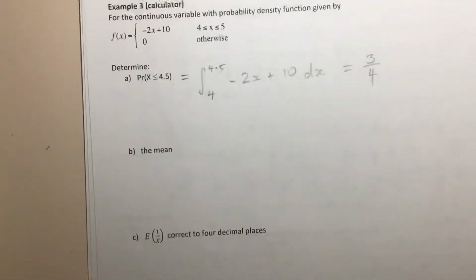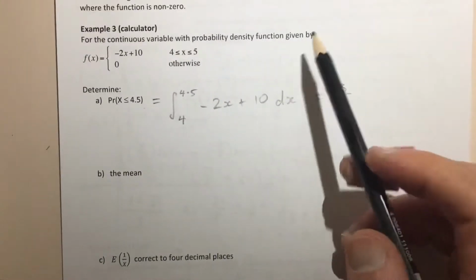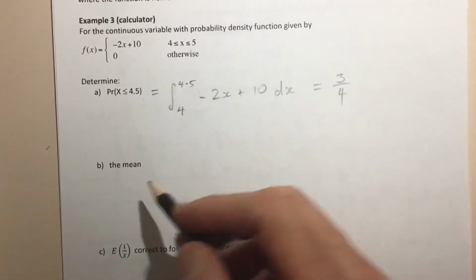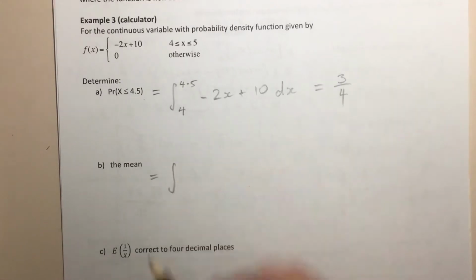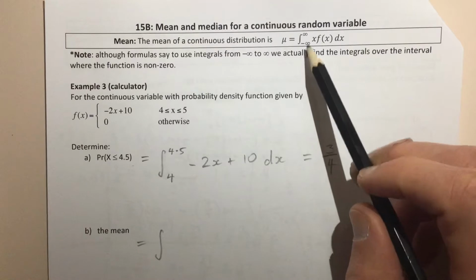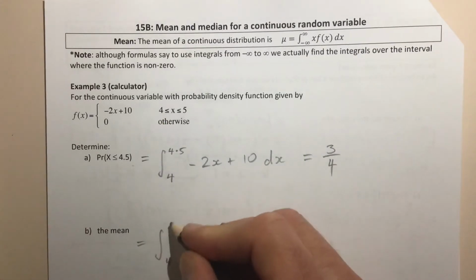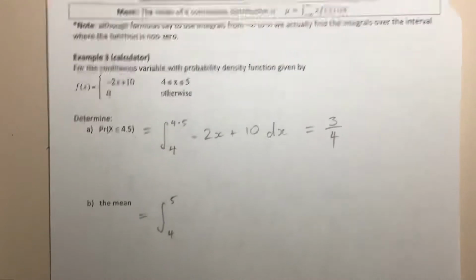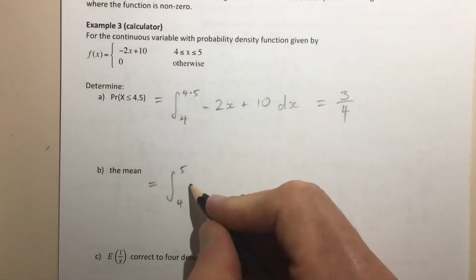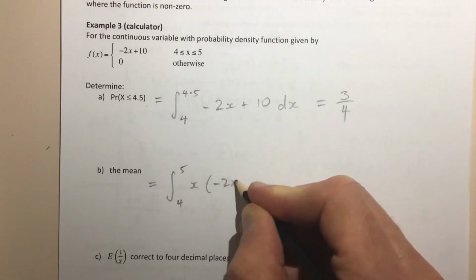Now when we go to find the mean, this is where we get to practice this new formula. To find the mean of this continuous random variable, that will just equal the integral. Just applying this formula. Remember, in this case, negative infinity to infinity is actually just going to be 4 to 5. So we integrate over the full range of x values where the function is not 0. And then inside the integral is x times the function. So x times negative 2x plus 10.